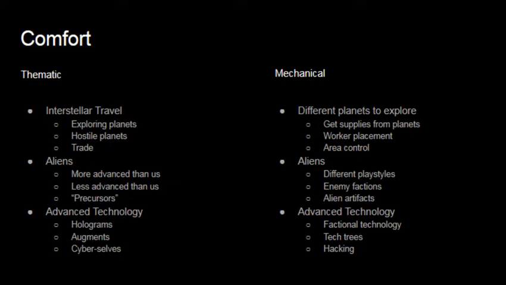And then we have, again, advanced technology. What does that mean mechanically? Different factions have different technology. There's tech trees. Hacking is often a part of sci-fi games as something that the players can do. So right now we've just very quickly figured out some common thematic and mechanical tropes of sci-fi. So now, what can we do with these?